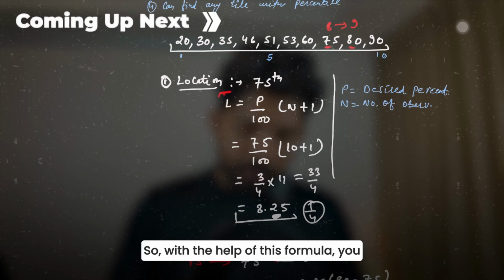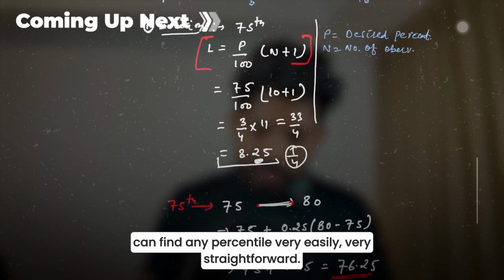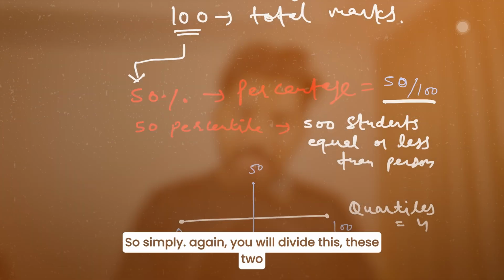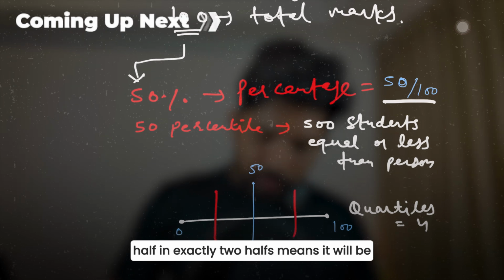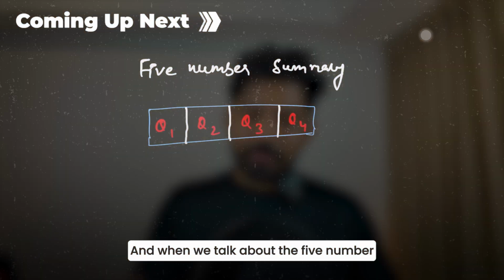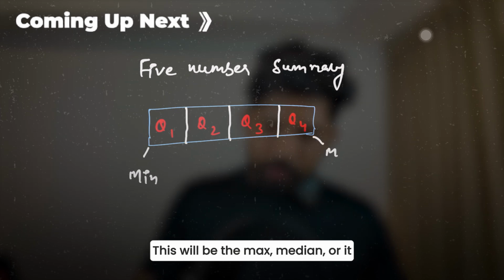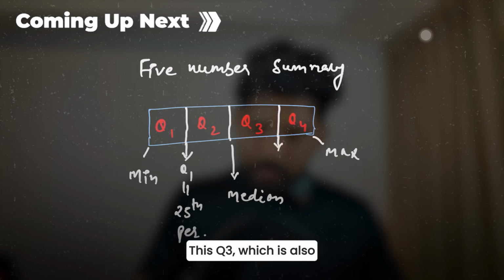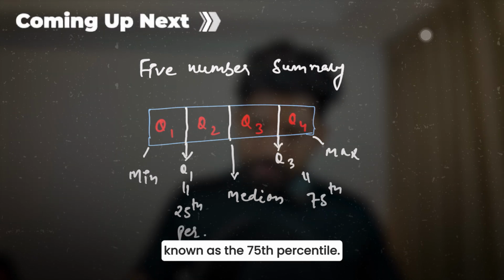So with the help of this formula, you can find any percentile very easily, very straightforward. Let's say if someone asks you what is the 50th percentile of this data set. So simply, again you will divide these two halves in exactly two halves. Means it will be at 25 and it will be at 75. And when we talk about the 5-number summary, means this will be the minimum number, this will be the max, median, or it is also known as the 25th percentile, this Q3, which is also known as the 75th percentile.